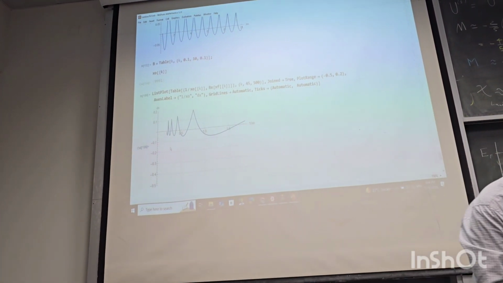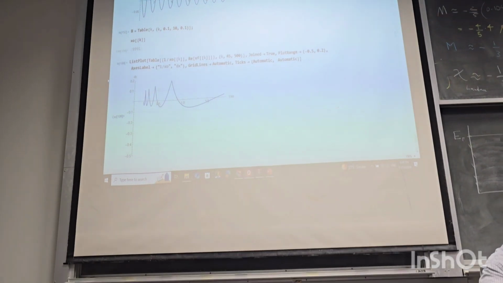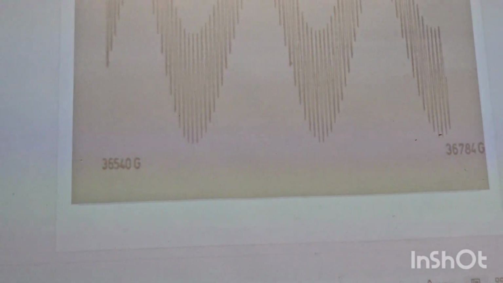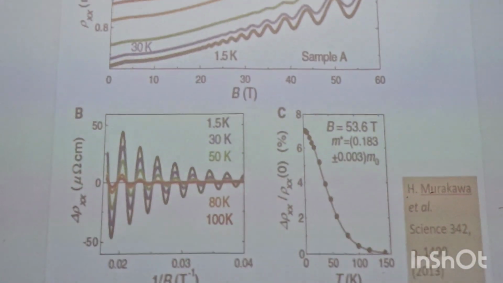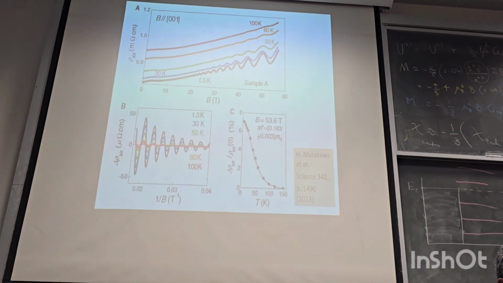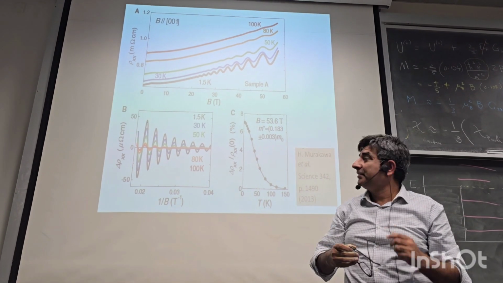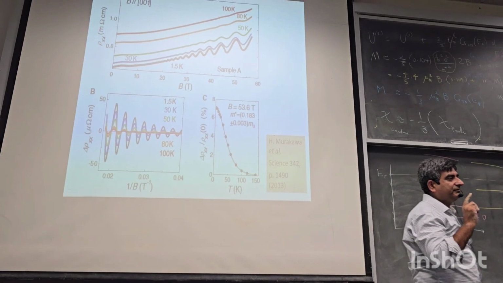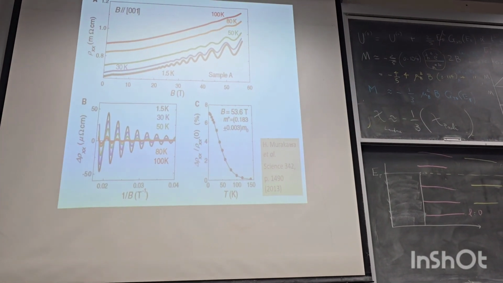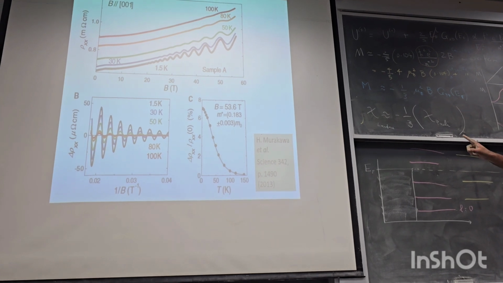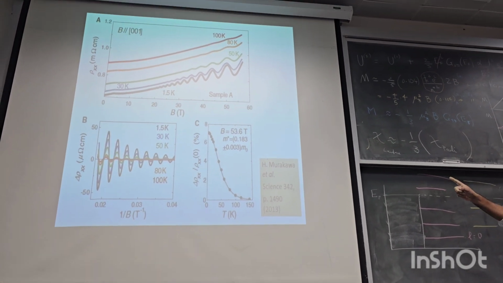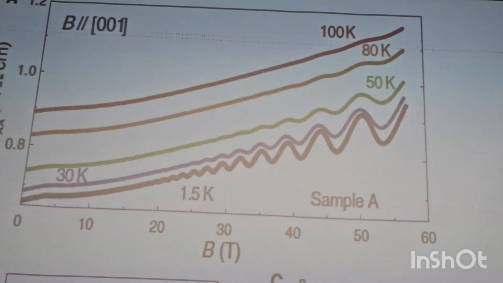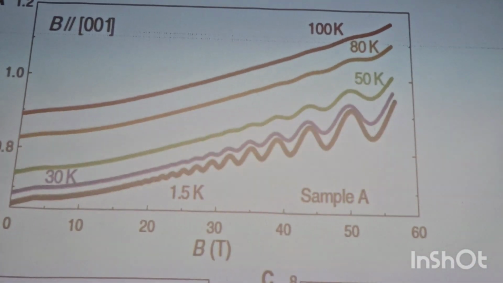Now, just want 2 more minutes. Lots and lots of things to say, but I just want to show you some results. Since anything that depends upon the density of states at the Fermi energy will give rise to oscillatory behavior. On the top, you have the resistivity of some material. At low temperatures, the oscillations are evident.